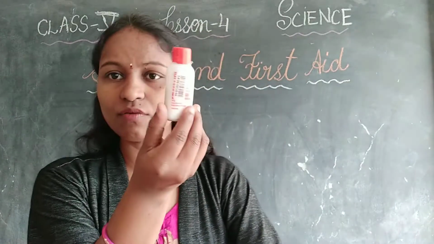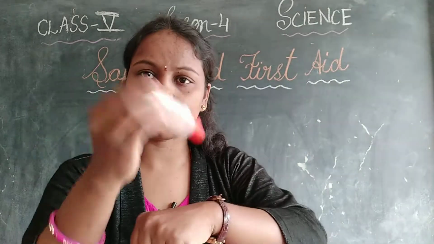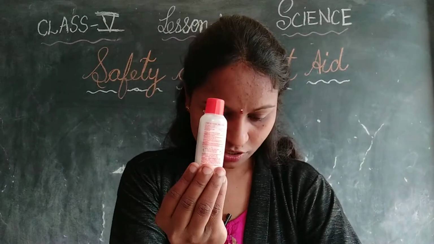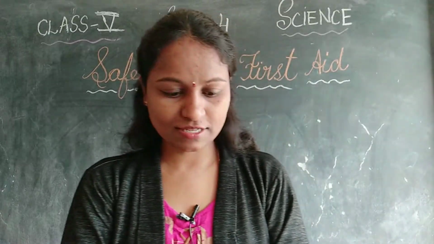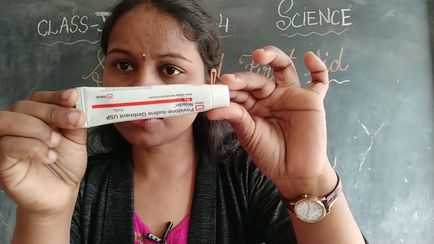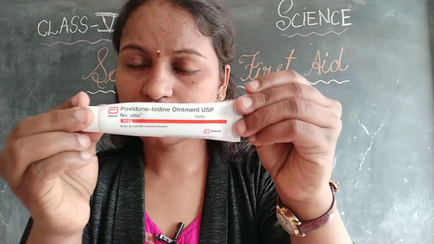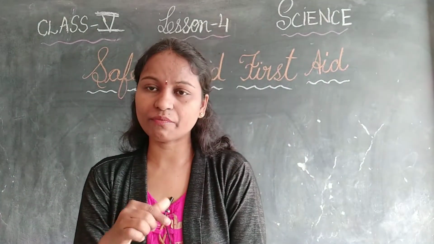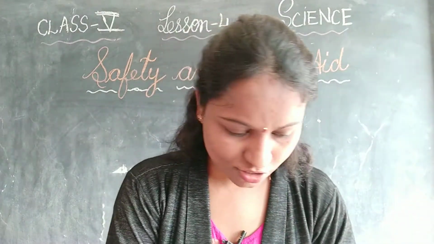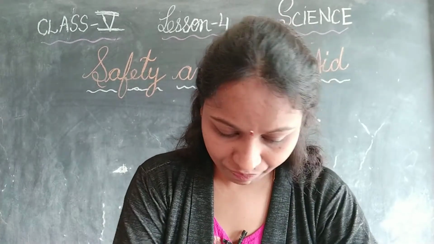This is Neosporin, a Neosporin powder. Whenever you have a wound, you can just put it on that so that it will give a soothing effect. Okay, children. This is the water soluble ointment, as you can see here. This is an iodine ointment. Where there is pain, you can apply it. So I think this one will be okay.